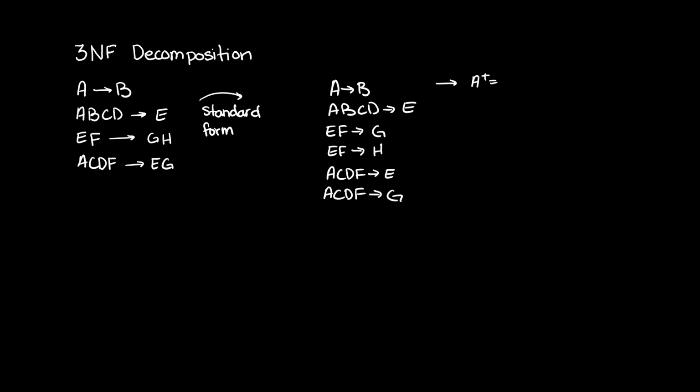We can observe that the closure of A gives us AB and the closure of ABCD gives us ABCDE. We can already obtain B from the first functional dependency, so it is unnecessary in the second functional dependency. The functional dependency ACDF to E is redundant as ACD to E is sufficient to obtain E.